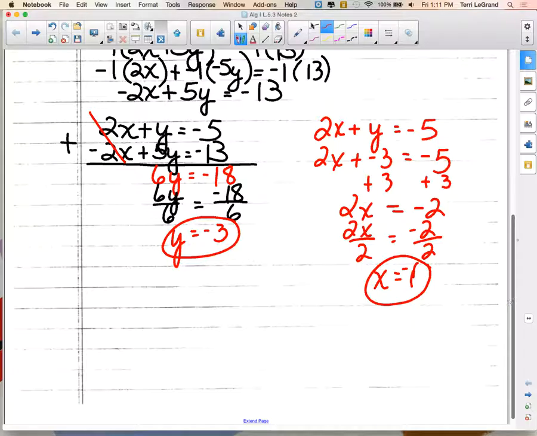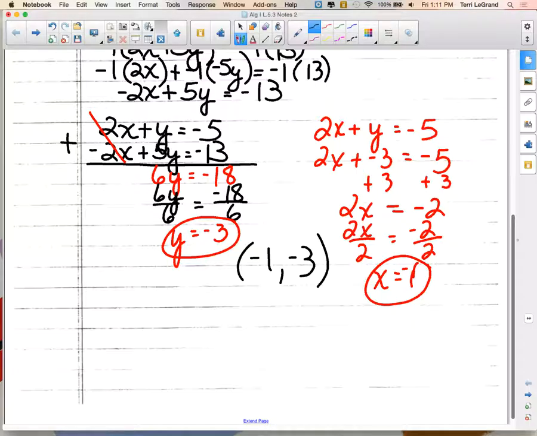So at this point, we believe the ordered pair solution is what? -1, -3. Okay? What are we going to do now? Yeah, we are going to do check problems again today. So let's go ahead and do our check problem for this one.